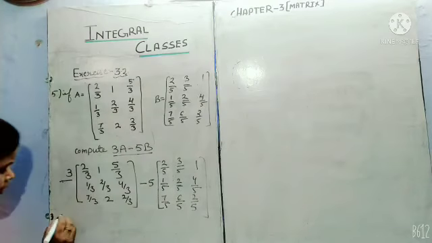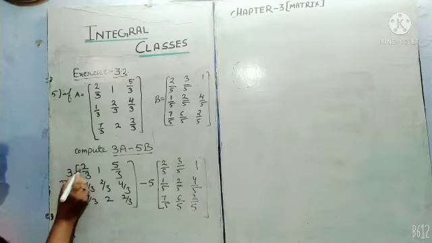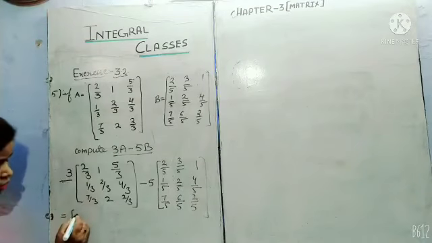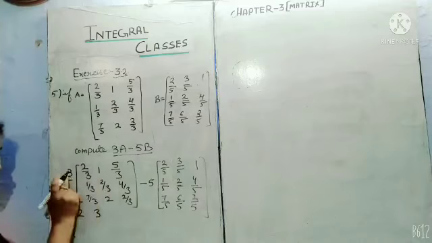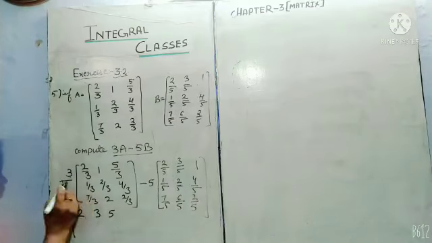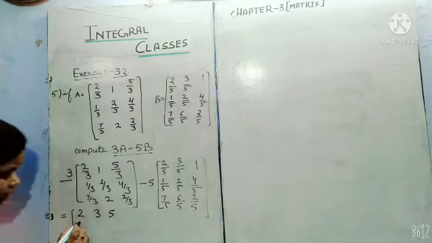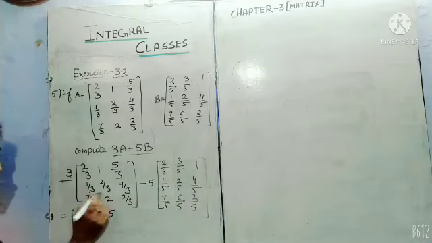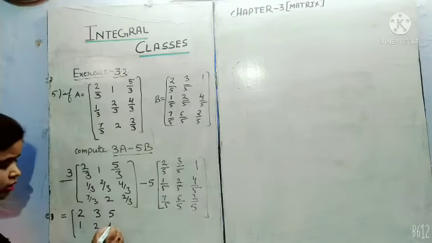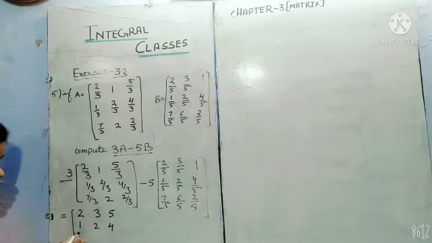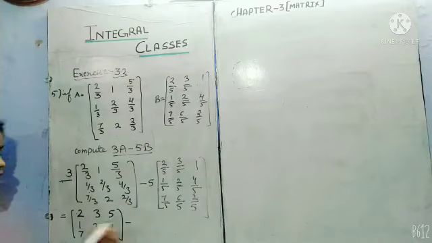First we multiply 3 into 2 by 3. 3 is cancelled, so it becomes 2. 3 into 1, 3. Again 3 into 5 by 3, 3 is cancelled, 5. Again 3 into 1 by 3, 1. 3 into 2 by 3, 3 again cancelled, remaining is 2. And here is 4. 3 into 7 by 3, 7. 3 into 2, 6. 3 into 2 by 3. Now we will get this.